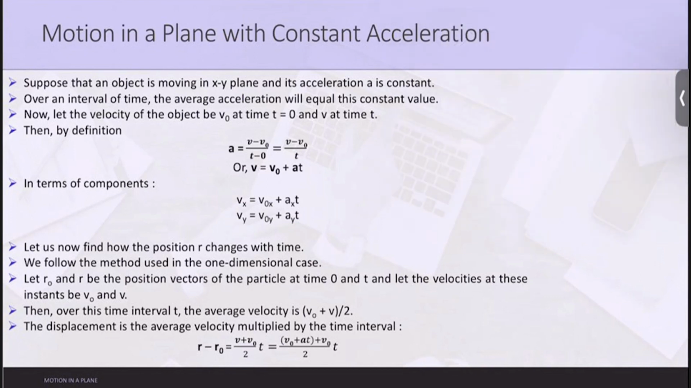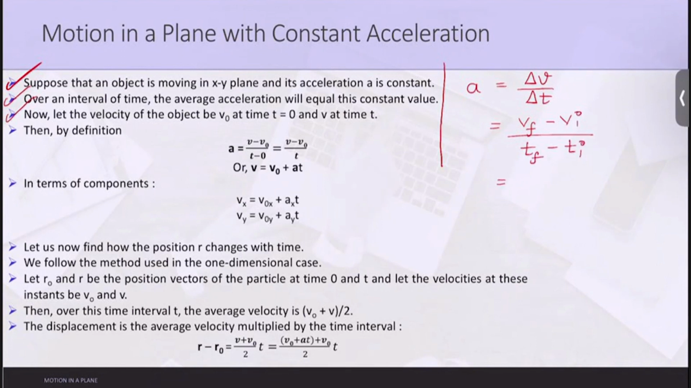Let's move forward then. Suppose that an object is moving in the xy plane and its acceleration is constant. Over an interval of time, the average acceleration will be equal to this constant rate. Now, let the velocity of the object be v naught at time t = 0 and v at time t. By definition, we can write the average acceleration as delta v upon delta t, which is equal to v final minus v initial upon t final minus t initial.